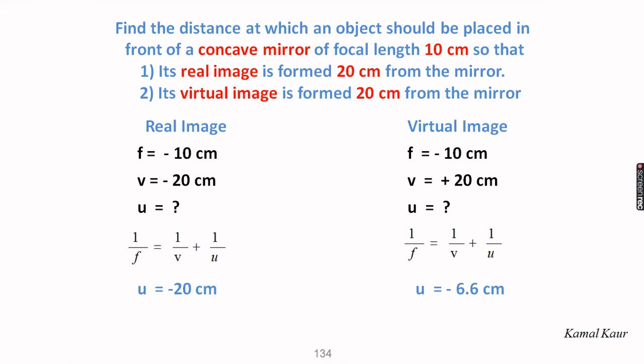Now there is one way to check whether your answer is coming correct or not. Remember u has to come negative all the time. If your u is coming positive, it means you have done something wrong.